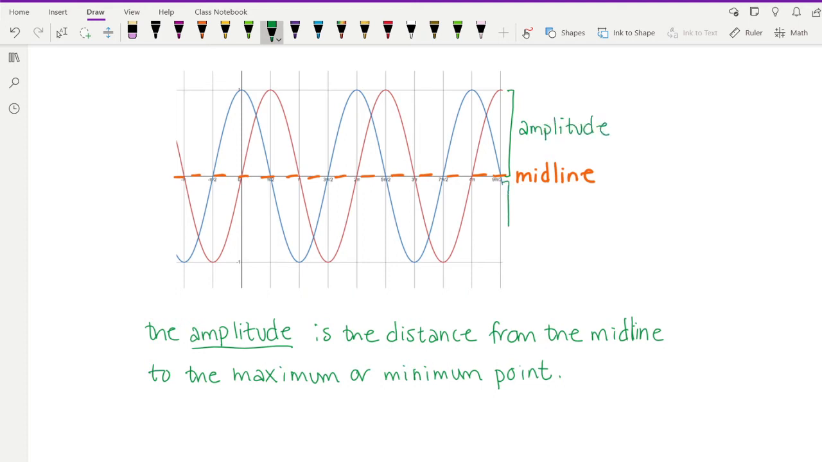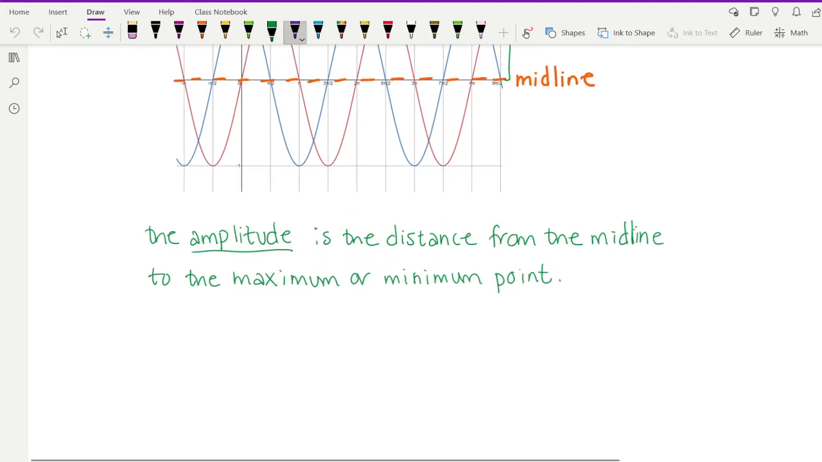So as I mentioned, you could also measure it here. This is also the amplitude. But it doesn't really matter which part you're measuring. The amplitude should always be a positive number because it's a distance. So it's just a measurement of the distance. So for a sine or cosine graph that has not been stretched, the amplitude is just 1.